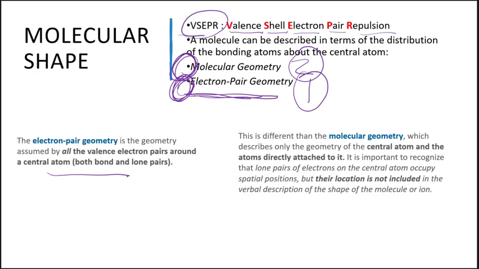The electron-pair geometry is the geometry assumed by all of the valence electron pairs around a central atom, both bonds and lone pairs. This is different than the molecular geometry, where we will describe the geometry of the central atom and the atoms directly attached to it. It's important to recognize that lone pairs of electrons on the central atom occupy spatial positions, but their location is not included in the verbal description of the shape of the molecule or ion.